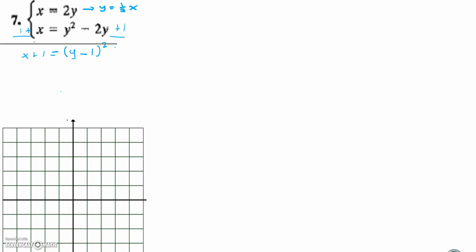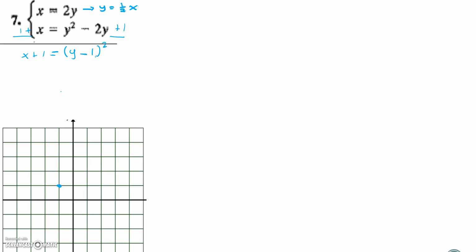This is standard form for a sideways parabola, and you could graph it as a sideways parabola. You can say, well, it has its vertex, it went left 1, and it went up 1. So I know its vertex is going to be left 1, up 1, because you have your h, k.